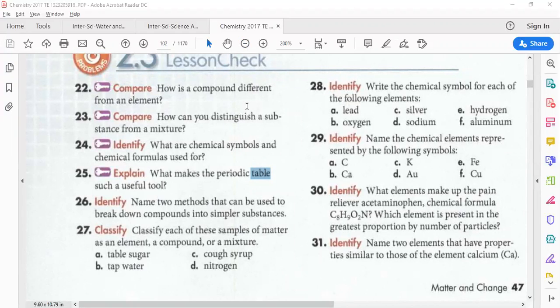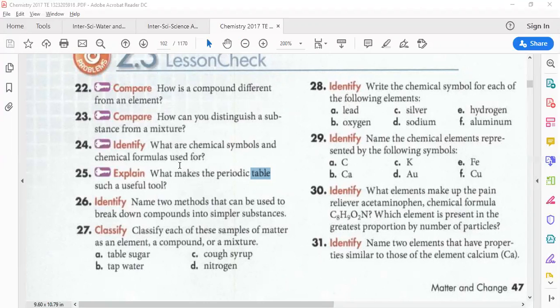Number 23, compare: how can you distinguish a substance from a mixture? We said before, the substance has a uniform fixed formula, so it will be a substance. If the matter varies, like we saw before, in concentration or in its constitution or in its composition, then it will be a mixture. Like we said in gasoline, we have different octanes when you get to the gas station, 91 or 95, so it's varying in its components and in its composition. It's not a fixed one, so it will be a mixture.